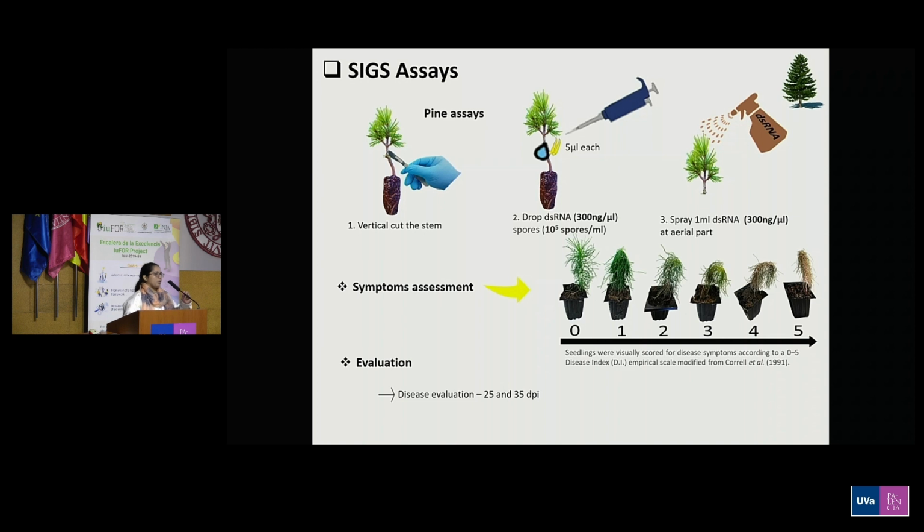Well, the next step was the assay in the pines. For the pine assay, we take pines which were seedlings, and why do we choose seedlings? Because nurseries are the main causal agent to spread the pathogen. So we take seedlings, we cut them, and then we use a symptom assessment using the Coral scale, 0 to 5, and then after that we did evaluation at 2 different time points, 25 and 35 DPI. Here in the scale you can see 4 and 5 are the most drastic, because at 5 the tree is almost dead.